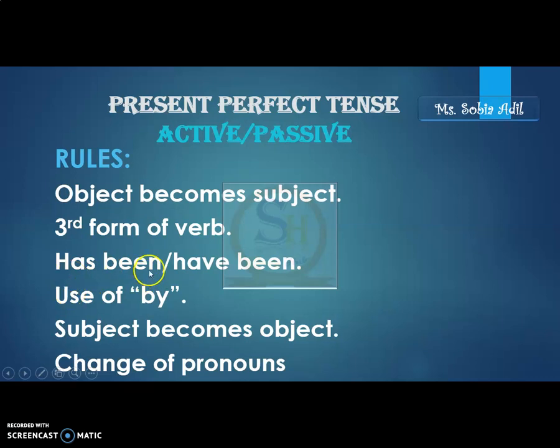Then comes has been and have been. Use of has been and have been. Why is it so? Because in the active voice of present perfect tense, we use has and have as a helping verb. So we are to add here been with has and have. Then we use by in the passive voice if there is an object in it, right? Then after that we write subject in the place of object. So the subject becomes object.